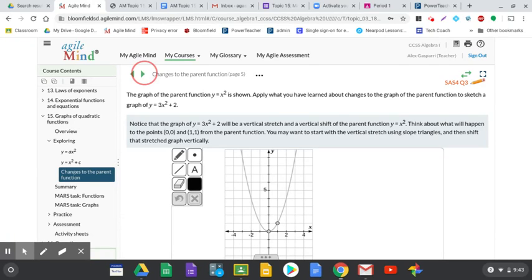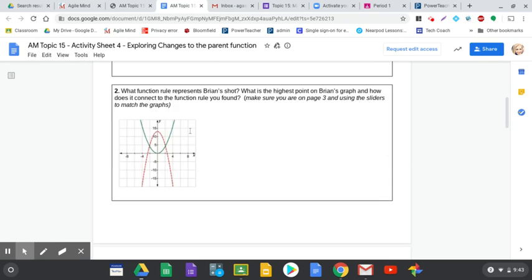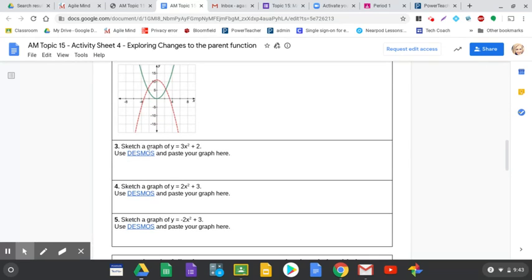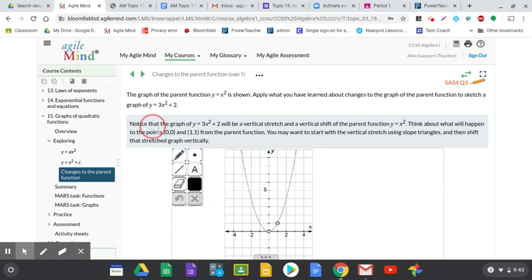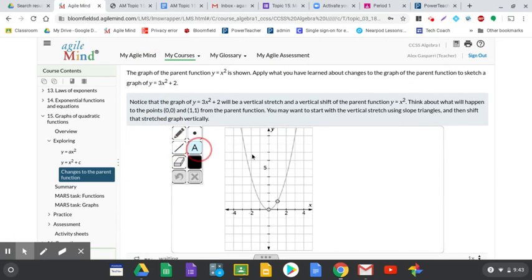So now you try this one. It says you can go to Desmos. So if you want to click on the link, it'll take you to Desmos. But on Agile Minds, try to do it without actually typing anything in.